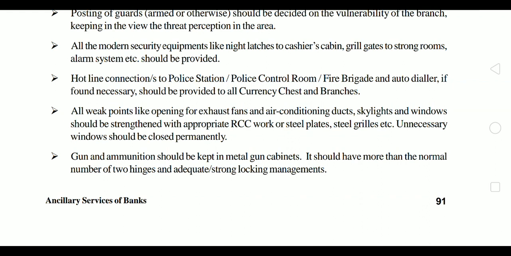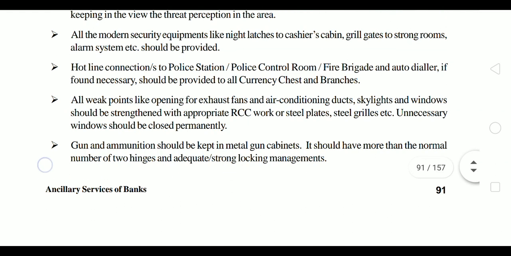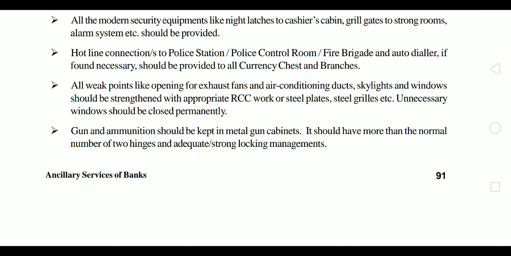Next is grill gates to strong rooms. As we have already discussed, the strong room gate should be FBR, that means fire and burglary resistant. In the same way, along with that, there should be a grill gate to the strong room, and obviously the alarm system in the strong room should be provided. Next is hotline connection. Hotline connection means a direct call for emergencies should be provided. It should be directly connected to the police station, the police control room or fire brigade, and an auto dialer should also be there if we feel it is necessary.